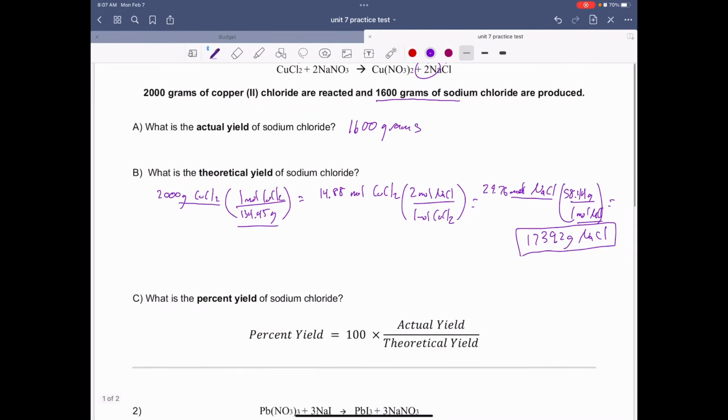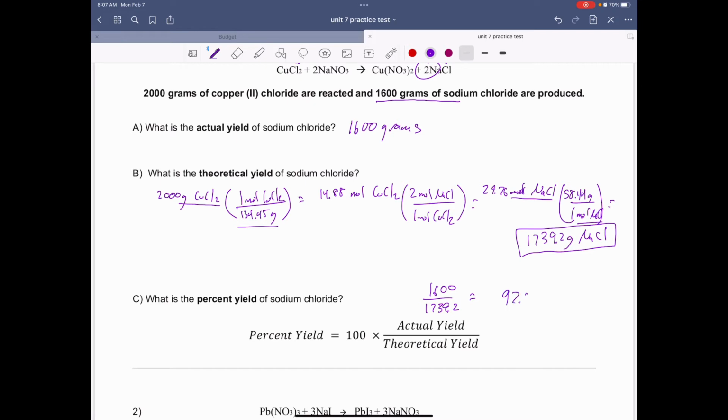What is the percent yield? So we're going to take our actual and divide it by our theoretical. So that is 1,600 divided by 1,739.2. Hit enter. Looks like 91.996. So we'll call this 92%. 92.00% yield. And that is how you do problem number 1.